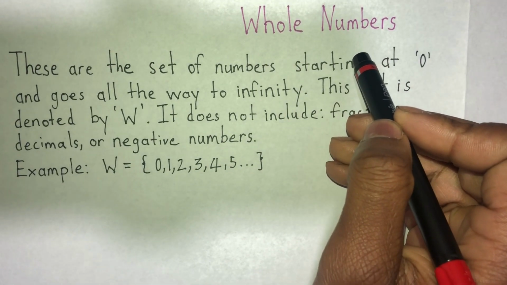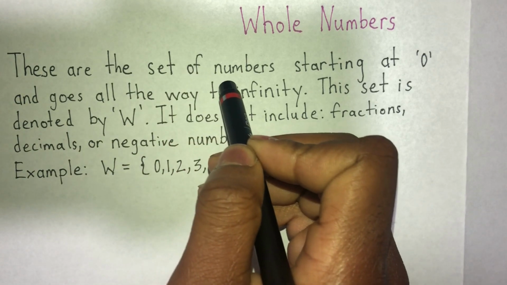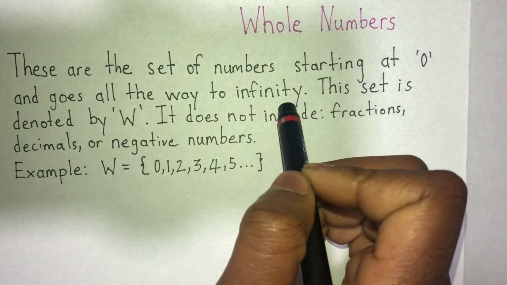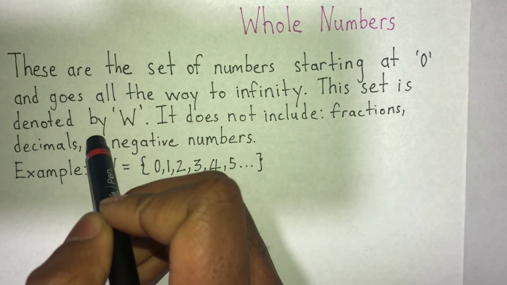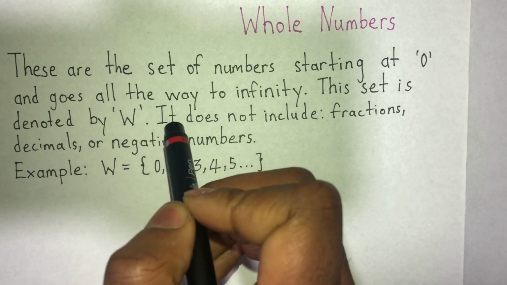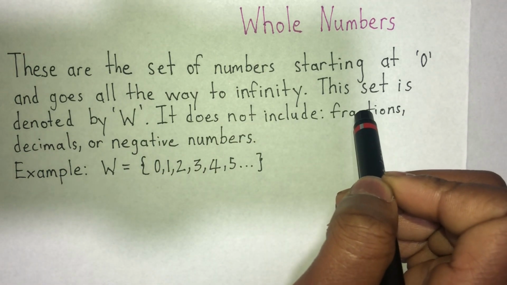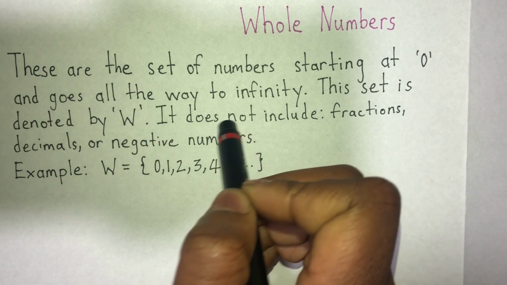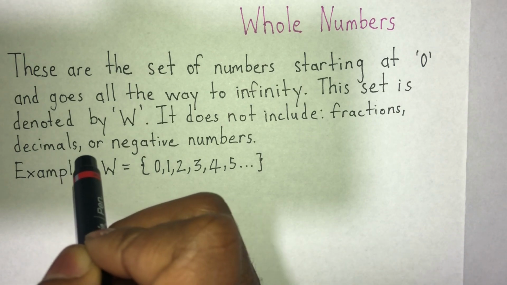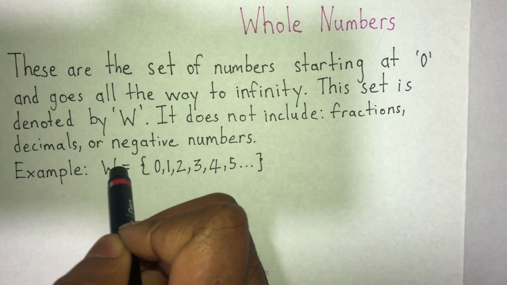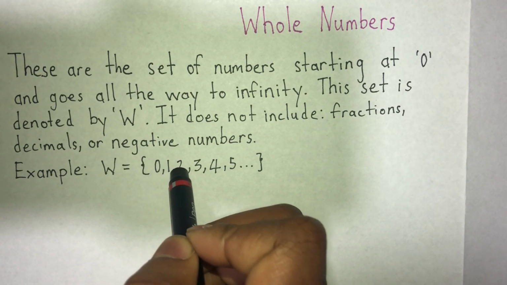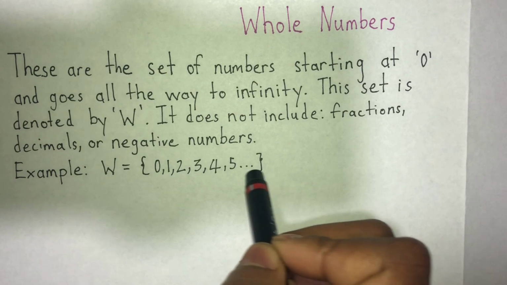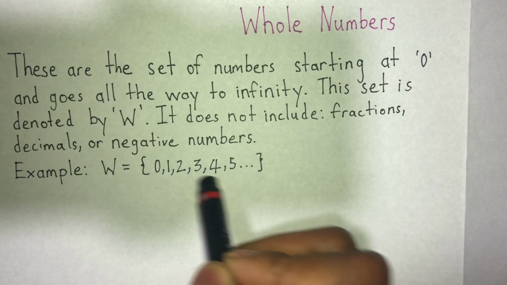Whole numbers. These are the set of numbers starting at 0 and going all the way to infinity. This set is denoted by a capital W. It does not include fractions, decimals, or negative numbers. Example: the set of whole numbers equals 0, 1, 2, 3, 4, 5, and it goes all the way to infinity. The 3 dots means that it goes on forever.